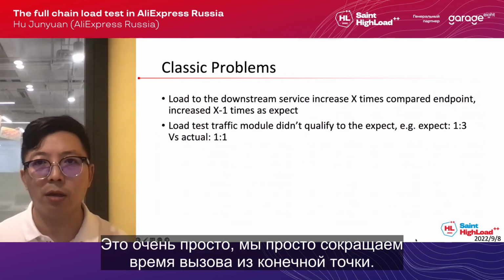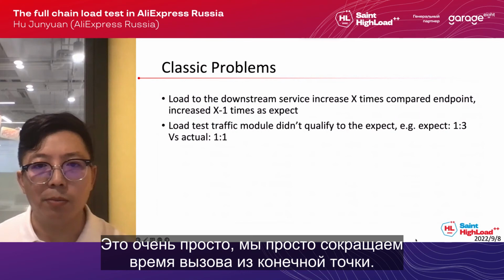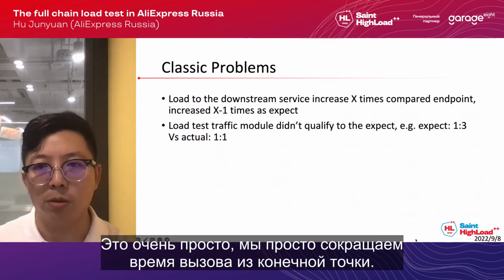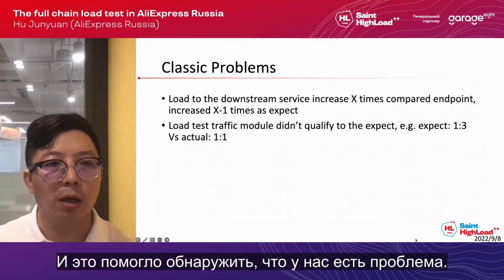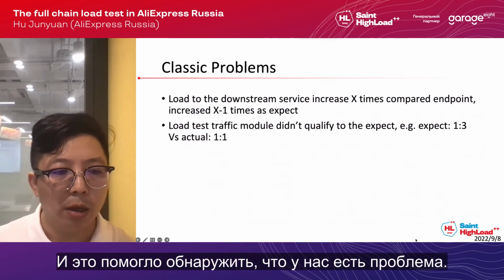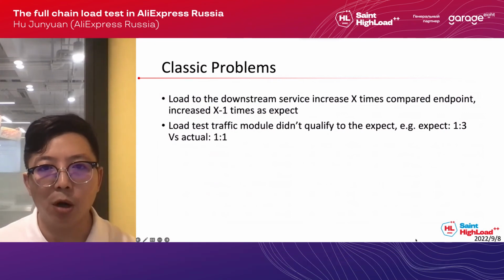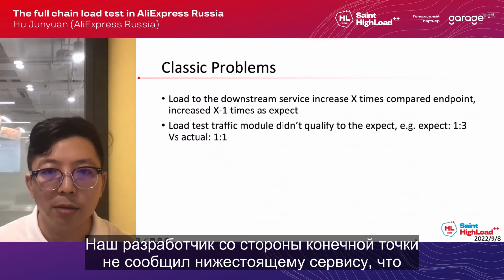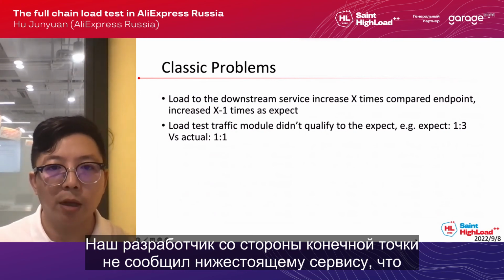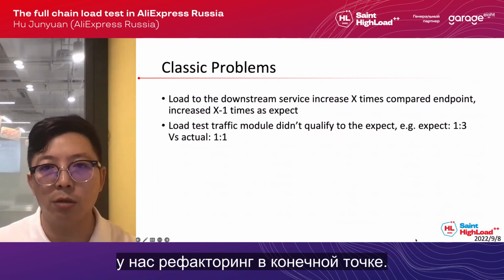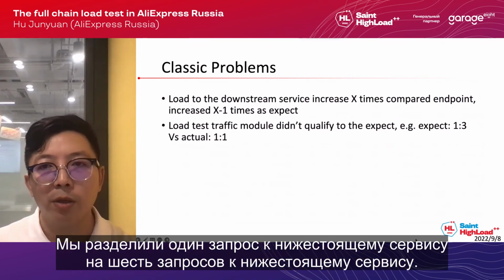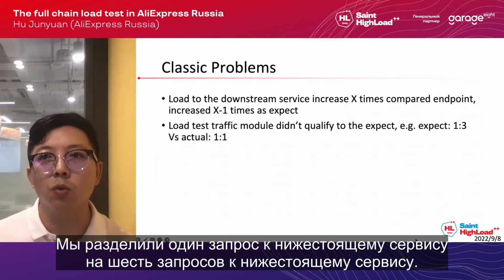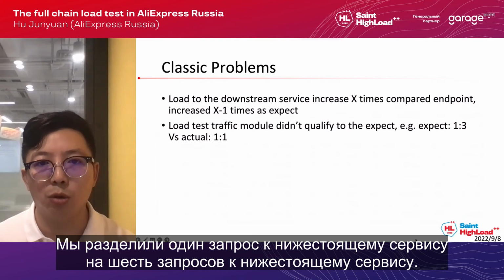How to optimize it? It is very easy, because we just reduce the invoke times from the endpoint. This also showed that we have a problem. Our developer on the endpoint side didn't announce to the downstream service that we had refactored the endpoint, splitting one request to the downstream service into 6 requests.